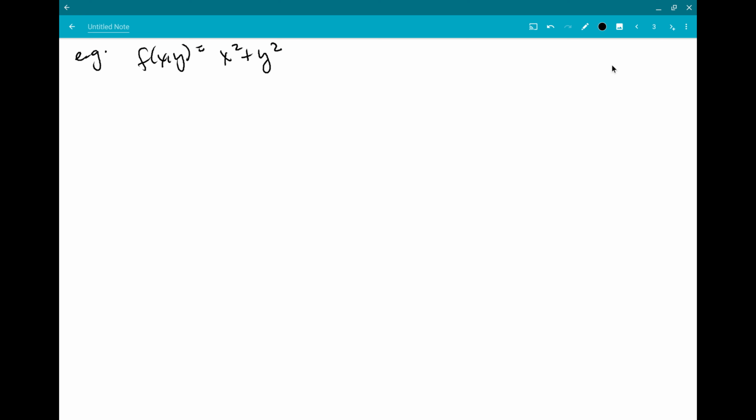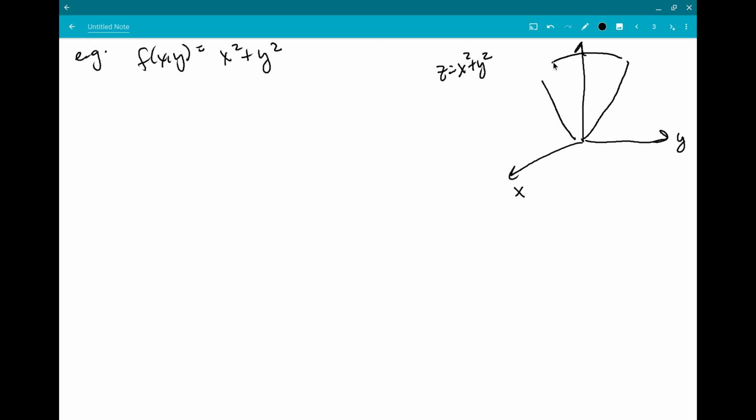And real quick, we can remind ourselves what the surface is going to look like. Here's x and y, and if I say z is equal to x squared plus y squared, then this is going to look kind of like that right there.